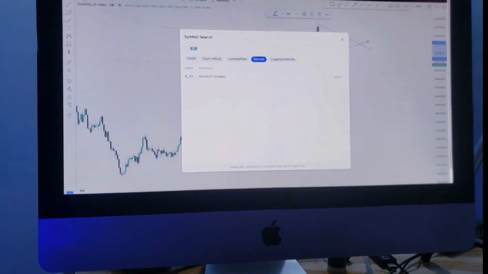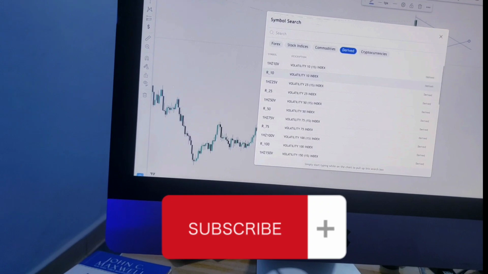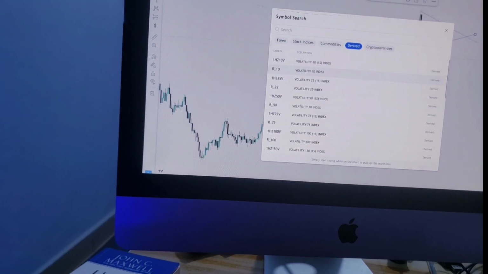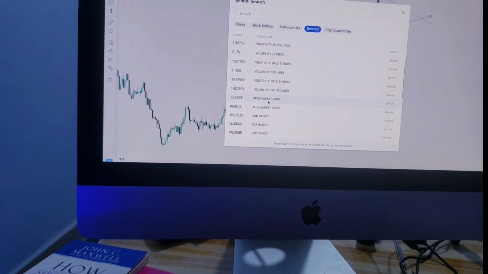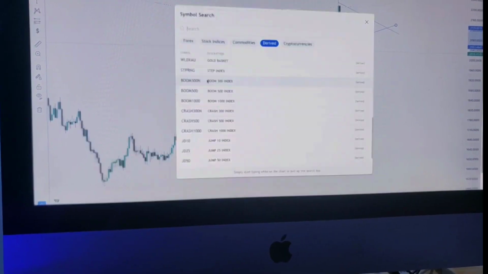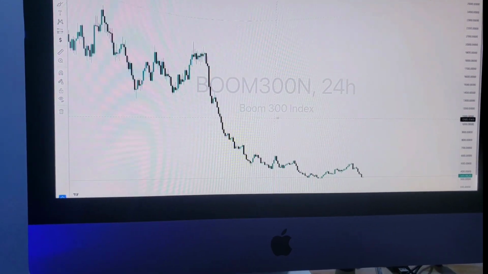What I usually trade the most is Boom and Crash. So in fact, let me go down and look for it. Okay, let me see, starting from Boom 300. So let's look at what the market has to give.